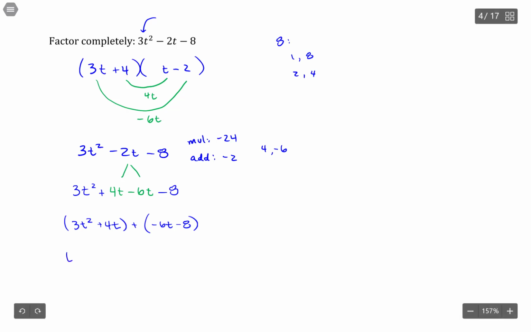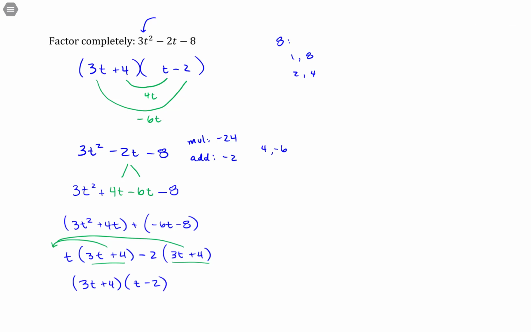So in the first group, there's a common factor of t, which leaves me 3t plus 4. In the second group, there's a common factor of negative 2, which would again leave me 3t plus 4. And there's the key, really, that these two are now matching. So they are technically a common factor of this polynomial, which can be pulled out. When you pull out a common factor, what remains is the leftover. And the leftover would be t minus 2.